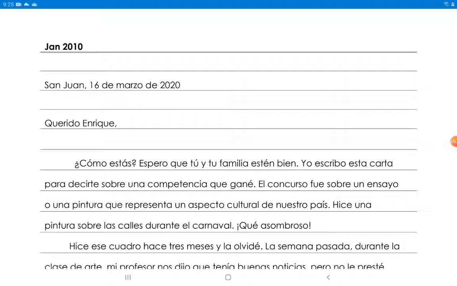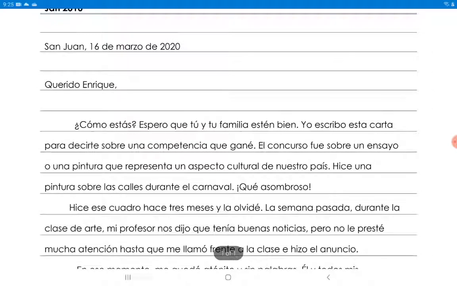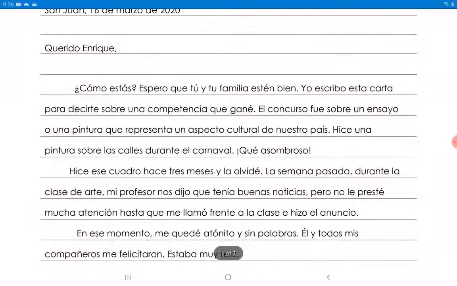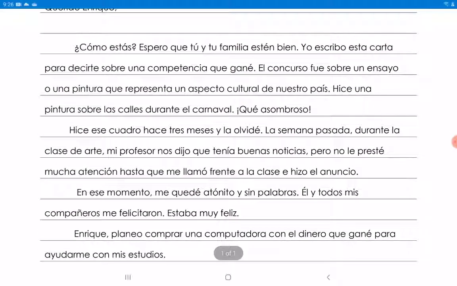Great, so you'll see here this is January 2010, and the purpose of this is just to educate and assist students. Here you start off with, of course, the date, and the format starts with the place and then the date. You skip a line, "Querido Enrique," so you have your opening. Now, you always start off with something to break the ice. So you start off the letter by asking the person, "¿Cómo estás?" How are you? "Espero que tú y tu familia estén bien." So I hope that you and your family are well.